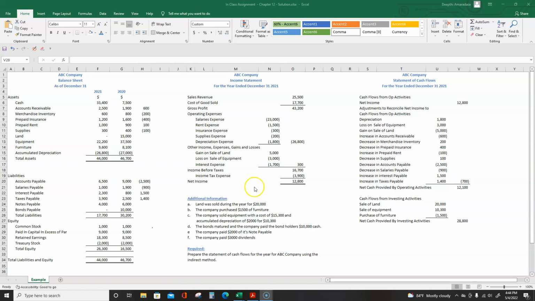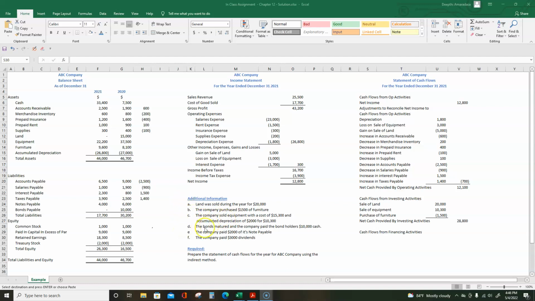Financing activities relate to the long-term liabilities section of your balance sheet. So here's your liabilities. Long-term liabilities are notes payable and bonds payable, and then the equity section of your balance sheet. We start by putting the header, cash flows from financing activities, and then we'll start with the long-term liabilities. Let's look at notes payable. Did notes payable change? Yes, it did. We should be able to find something in the additional information section relating to this note.